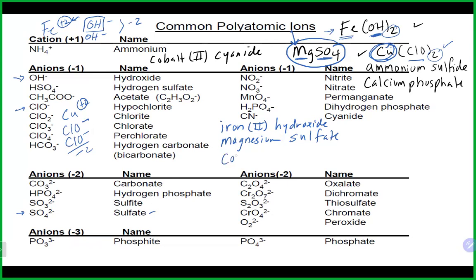So again, we're going to go whole name of the metal. We do need the Roman numeral because copper is a type 2 metal. And once again here, we're going to roll with the whole name of our polyatomic ion, which in this case is hypochlorite.